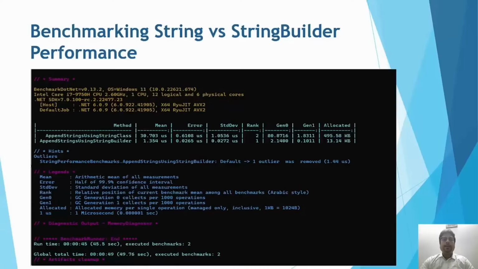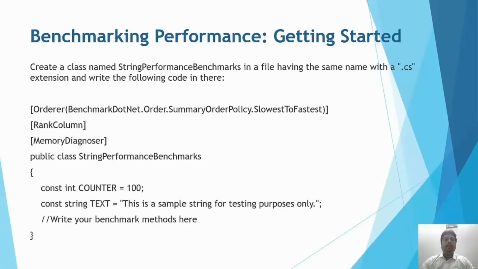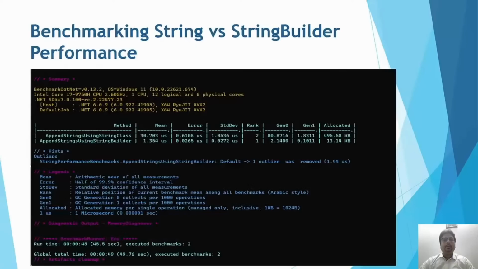The mean is, of course, the arithmetic mean of all the measurements. And then when you come to rank, you see that number 2 is the append string using string class method, and number 1 is the append string using the string builder method. So the rank is 2 for the string one, and the rank is 1 for the string builder piece. But because we have specified slowest to fastest in our class when specifying the orderer, that is why you see the slowest method comes on top.